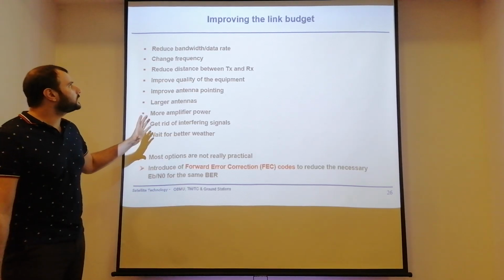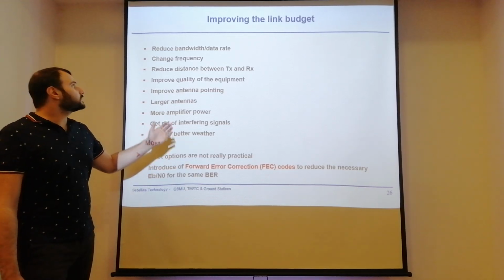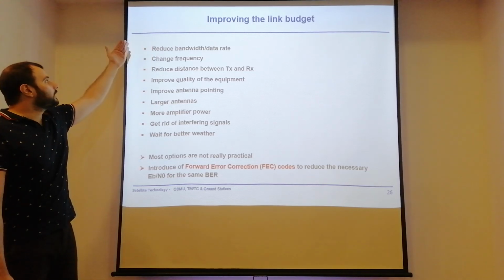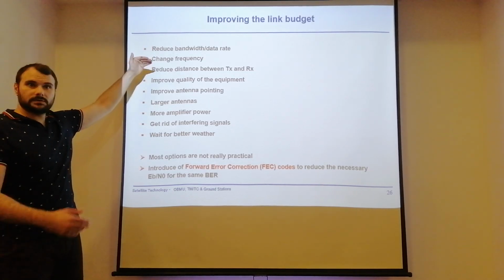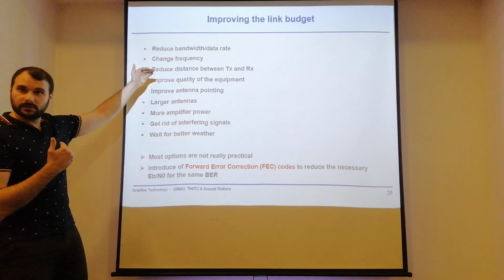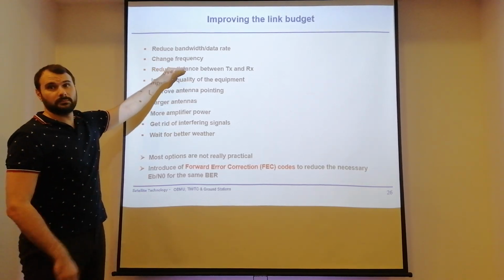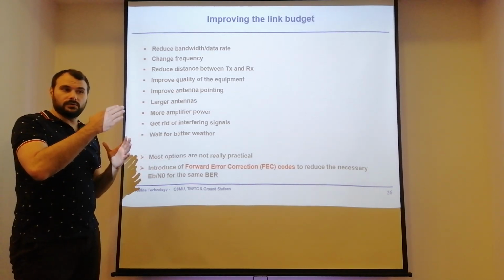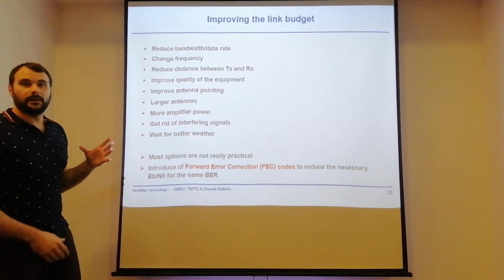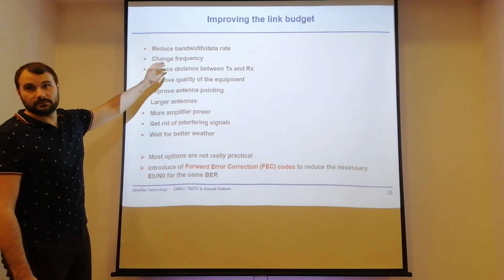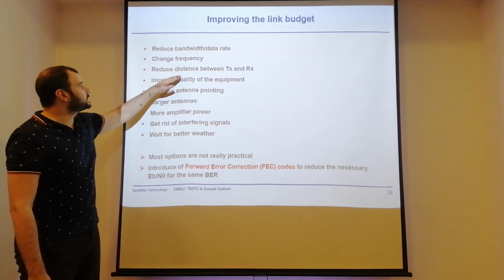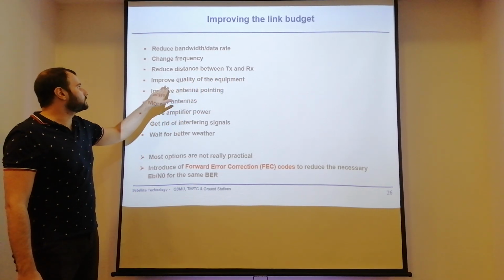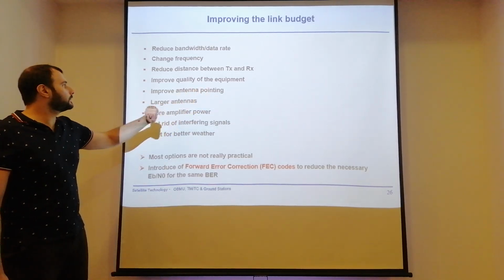How can you improve the link budget? Well, of course, you can always reduce the bandwidth, respectively the data rate. You can change the frequency, because when you go for a lower frequency, you have less influence of the path losses. Or change the frequency because the atmosphere might be more transmissible for a certain frequency. You can reduce the distance between the transmitter and the receiver. And of course, you can always improve the quality of your equipment.